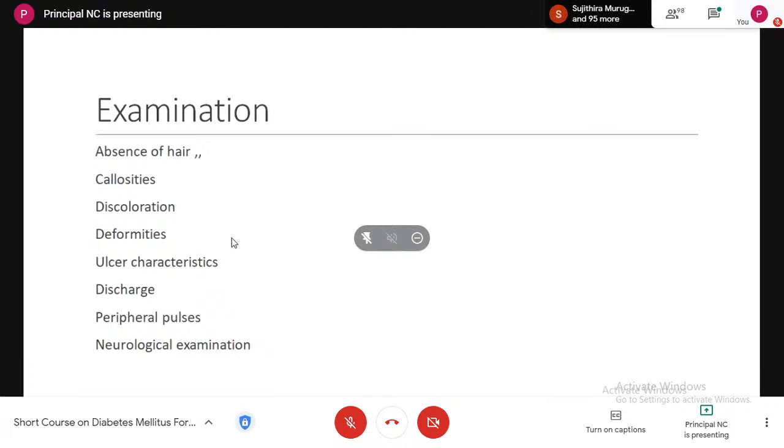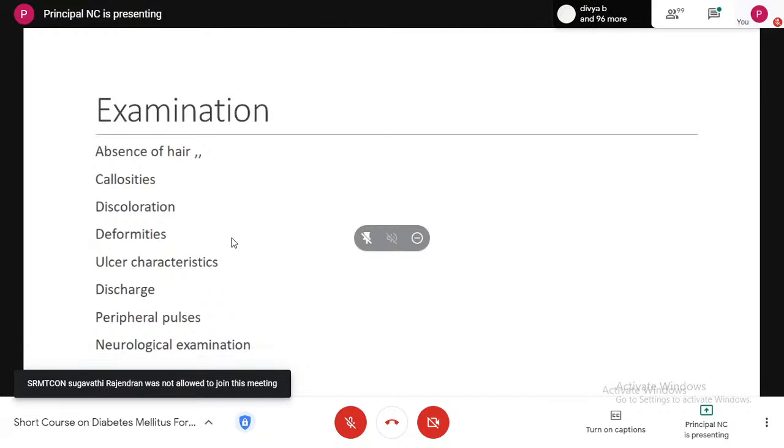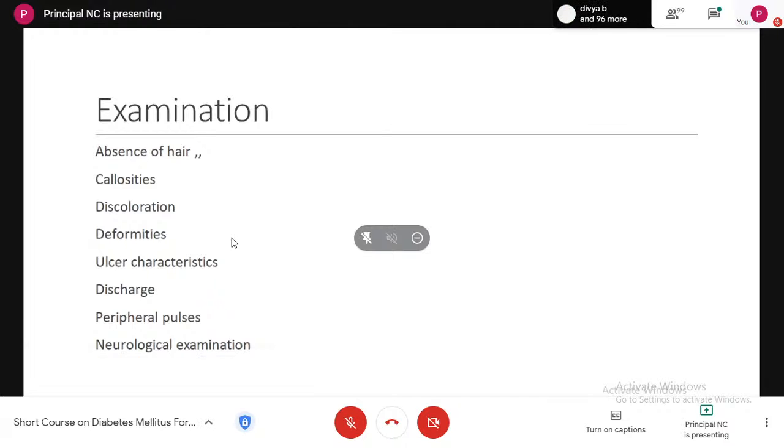So this examination part, basically we have to do slowly. But why is there an absence of hair? Because ischemia is there, so there is no blood supply to the foot, so it causes all the hair to fall off. The callosities, which I already told, are at the pressure points. The patient puts pressure on these points while walking, the skin gets thickened, and those areas are more prone to ulcers. Discoloration, I said gangrene, like blackish discoloration, you have to see.